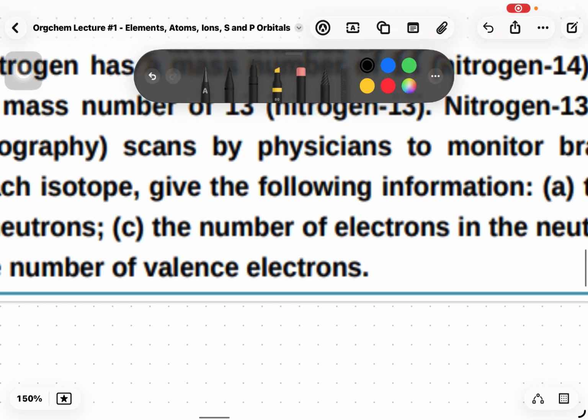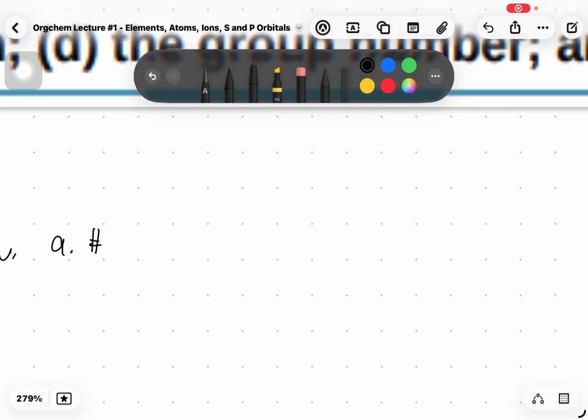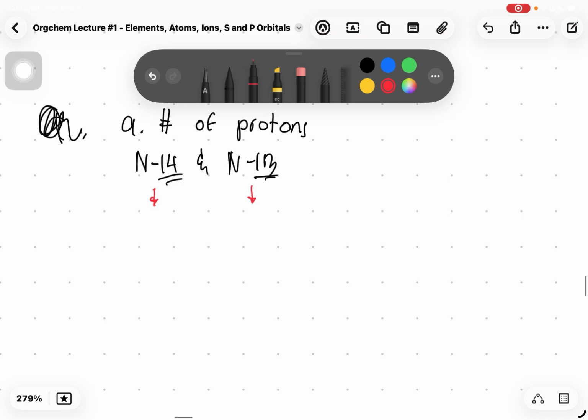Our first question is the number of protons. So we have nitrogen 14 and N13. What these numbers mean is the mass number that the element has. So this is nitrogen with a mass number of 14, and this is nitrogen with a mass number of 13. Now how can we find out the number of protons it has?